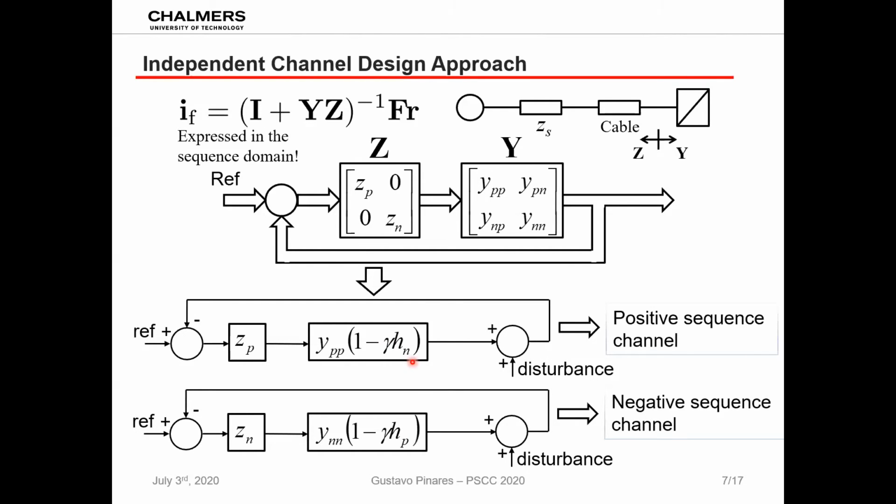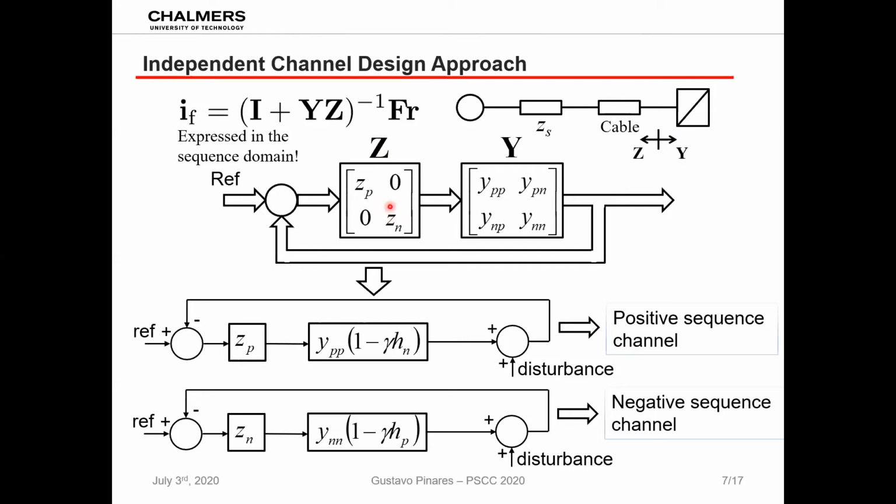The way we can use this in our system is like this. We can split the system at the point where the converter is connected, and on one side we'll have the converter admittance, and on the other side we can have the AC grid impedance. And if we work in the sequence domain, we can show that the grid impedance is a diagonal system.